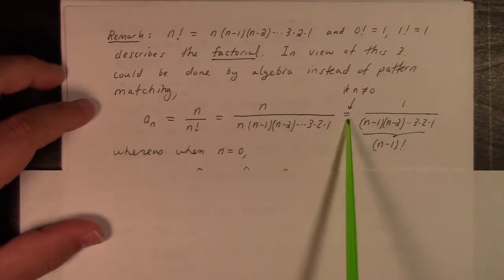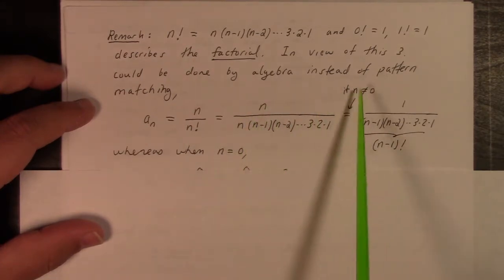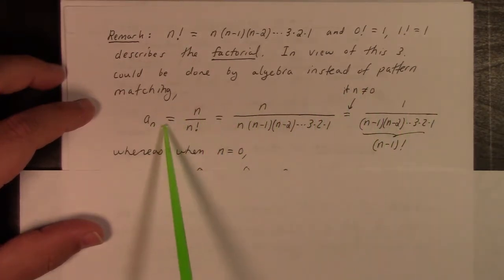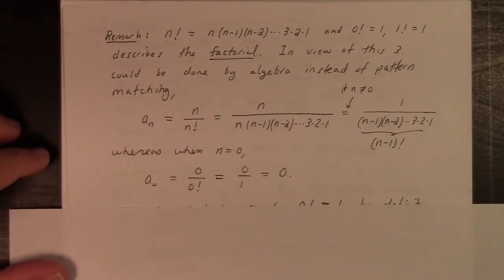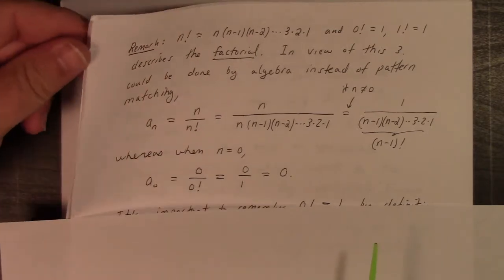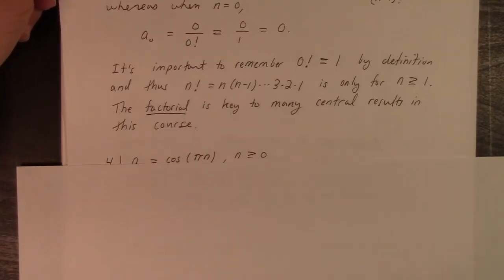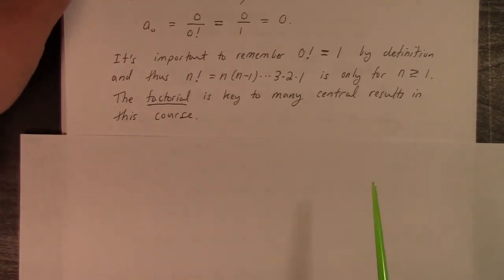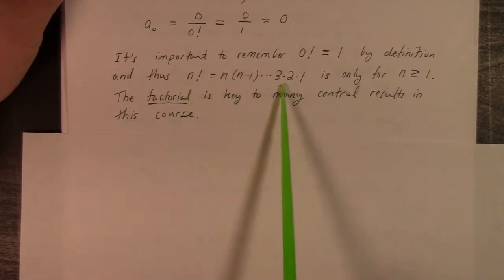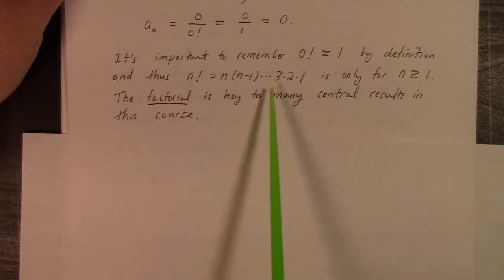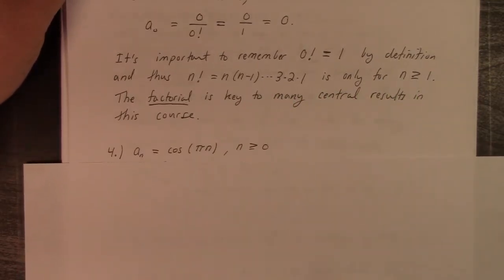Now this only makes sense if n is not equal to 0, right? We can't cancel 0 over 0. But as long as n is greater than or equal to 1, we have this algebra. When n equals 0, we've got 0 over 0 factorial, as I say down here, which is just 0. All right. Let me stop belaboring example 3. Enough about it. What else do I have to say here? It's important to remember 0 factorial is 1 by definition, and that is really only good for n greater than or equal to 1. All right. And the factorial is key to many central results in this course.